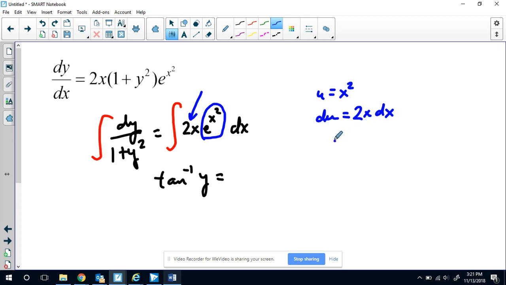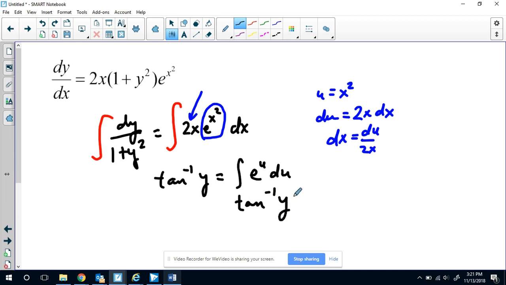And if I have dx, I can replace that with du over 2x. So the 2x's will cancel out. So I end up with the integral of e to the u du, since when I sub in du over 2x, that cancels out with the 2x. So when I take the integral of that, I have tangent inverse of y equals e to the u. And so I can just replace this with e to the x squared, and then I have plus c.